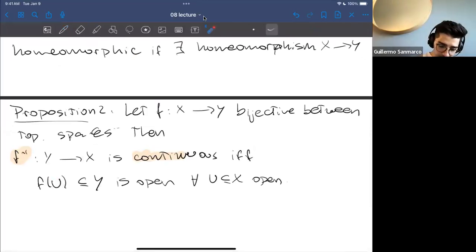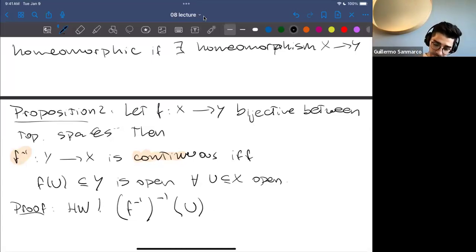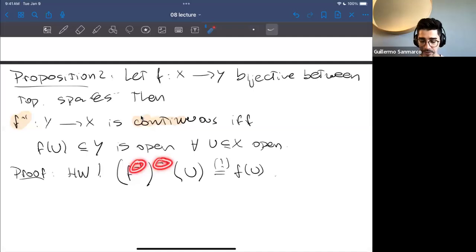The proof for this is going to be on the next homework assignment. In other words, if you want to show f inverse is continuous, you need to compute the pre-image under f inverse of some open set in X. The idea is that this, of course, is just going to be f(U). But that's something we need to prove. These two inverses mean different things. This is the inverse function. This is the pre-image of this set under this function.